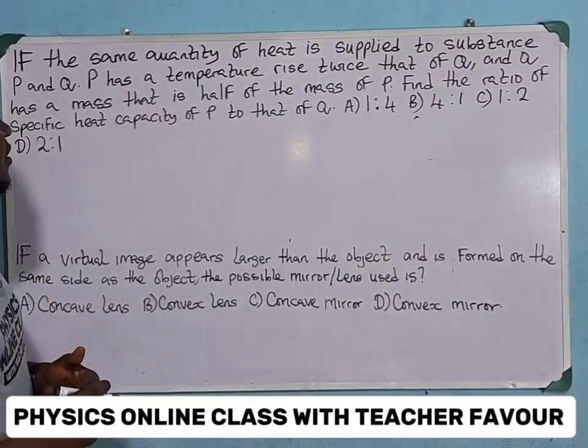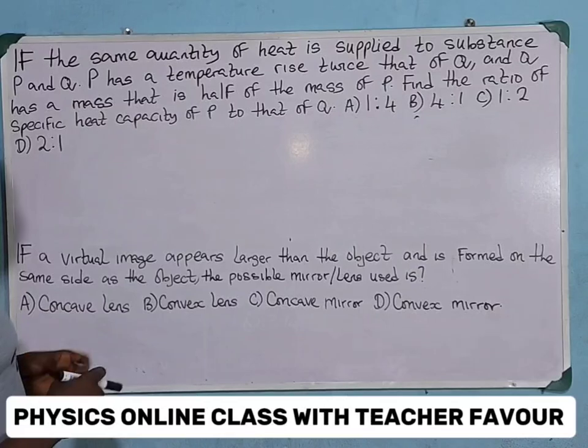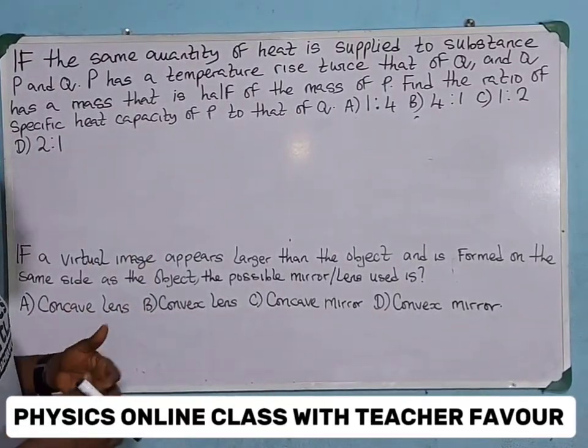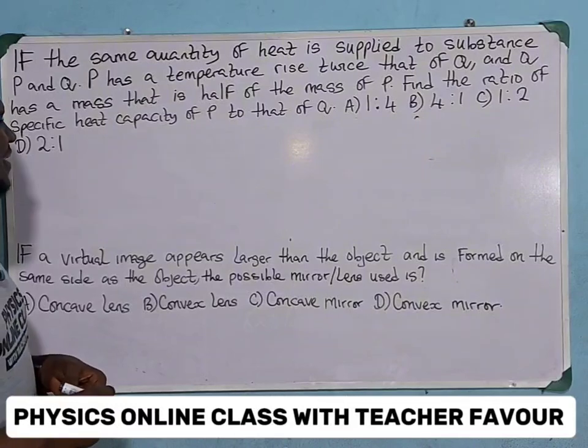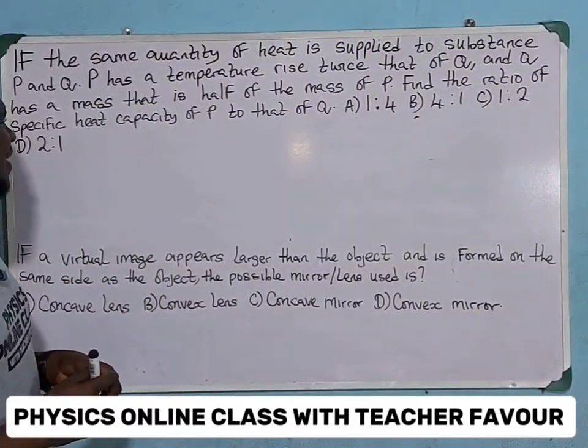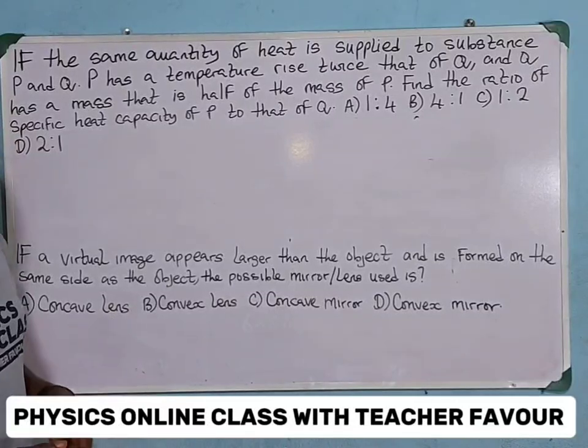If the same quantity of heat is supplied to substance P and Q, P has a temperature rise twice that of Q, Q has a mass that is half of the mass of P. Find the ratio of specific heat capacity of P to that of Q.